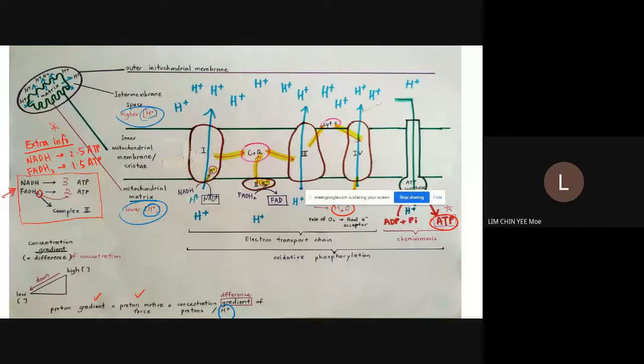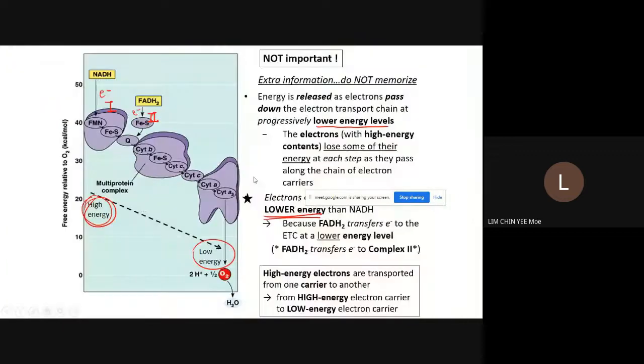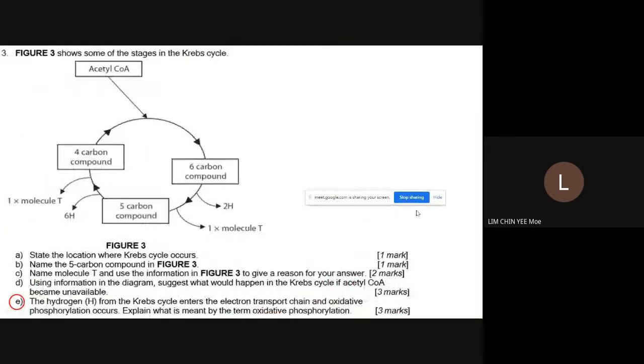Okay, can we move on? Okay, move on to the next question. This one, kita tak belajar E. Semalam kita tak bincang yang ni. Figure 3 shows some of the stages in the Krebs cycle, and now E dia tanya, hydrogen from the Krebs cycle enters the electron transport chain and oxidative phosphorylation occurs. See, it's very complete. Lepas ETC, dia cakap, okay, so semasa ETC ini, dia ada oxidative phosphorylation occurs, and they ask you to explain what is meant by oxidative phosphorylation.